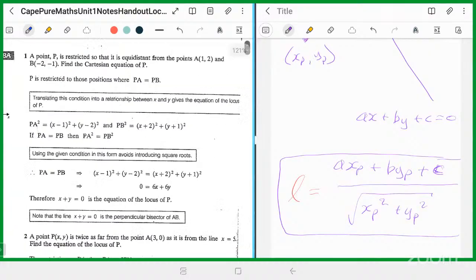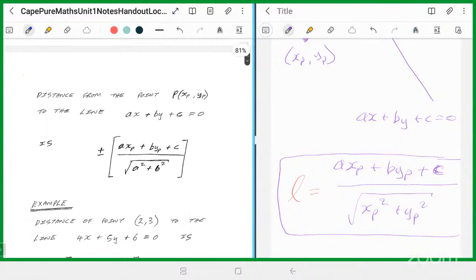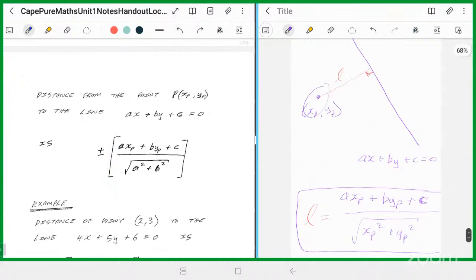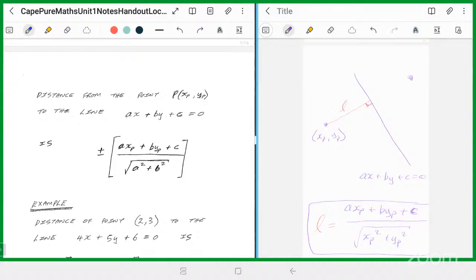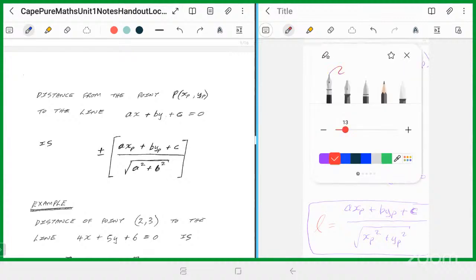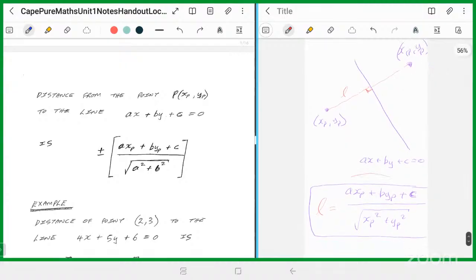This is a formula that I need you to memorize. I think I have it on the slide somewhere. Let me see if I have it done. See it here? This is it. Yeah, that is it, guys. Oh, and it's plus or minus. You know why it's plus or minus? Because you don't know which side of the line the point is on. The point could be over on this side, or the point could be over on the other side of the line, your (xp, yp). That's why I have to put plus or minus, because it can be on the other side of the line. So this is the formula for the perpendicular distance from a point to a line.